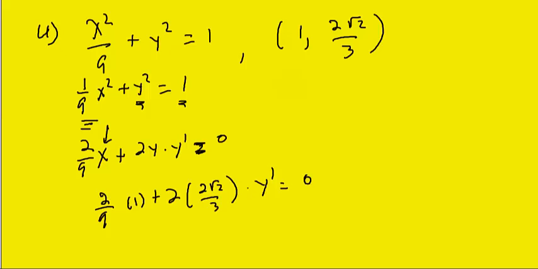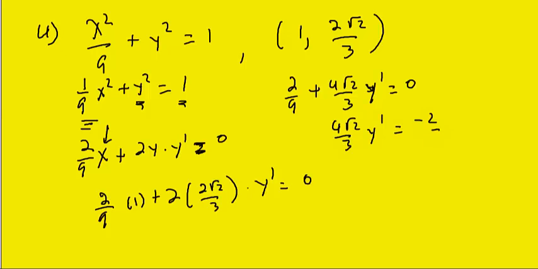So let's clean this up. I get 2/9 plus 4 rad 2 over 3 times y prime is equal to 0. Take the 2/9 to the right, so you get 4 rad 2 over 3 y prime is equal to negative 2/9. And then when I divide, this thing gets flipped, so 3 will go to the top, so y prime is equal to negative 2 over 9 times 3 over 4 rad 2.